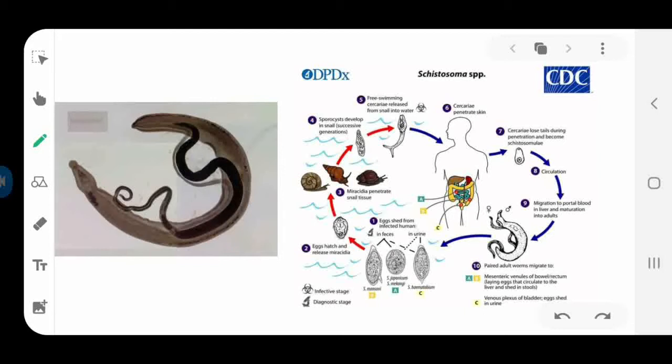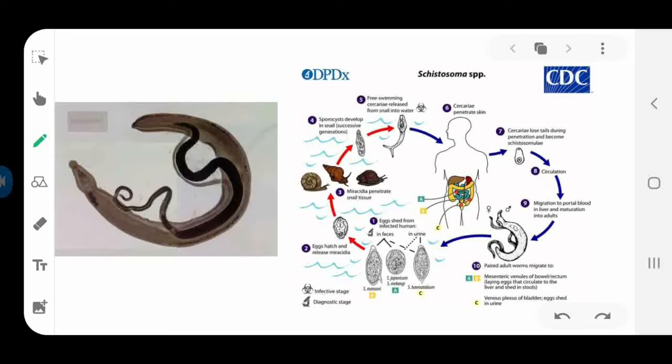So today's topic is Schistosoma species. Let's start with the introduction. Schistosoma species is an infection with blood flukes of the genus Schistosoma, which are acquired transcutaneously by swimming or wading in contaminated freshwater.